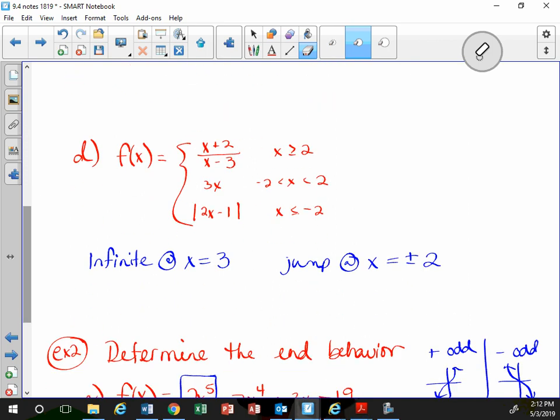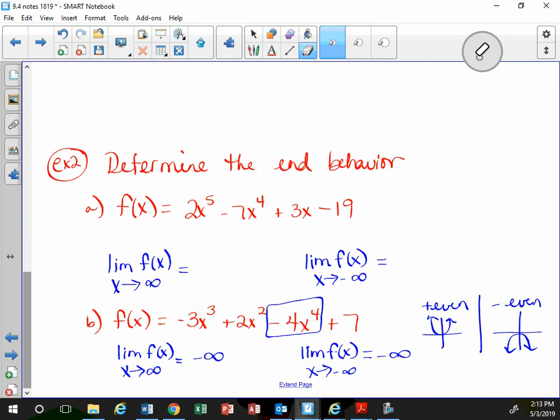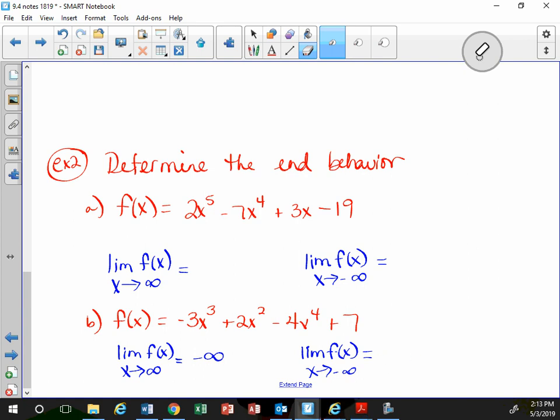Let me erase everything and then I'll put it back. What was the first kind of discontinuity? Infinite, which we called asymptote. So it's infinite, hole, and jump. Hole you might see written as removable. All right, guys.